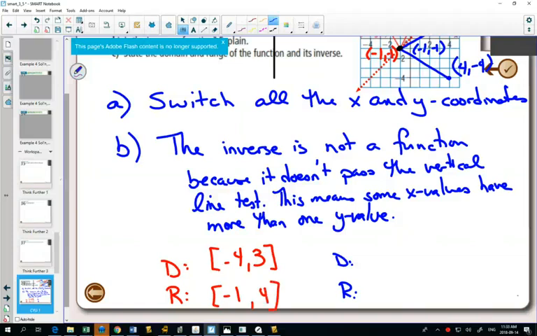An interesting pattern happens with the blue graph. If we look at the blue graph, what's the smallest x value? -1, and the biggest x value? +4. The smallest y value is now -4, and the biggest y value is 3.